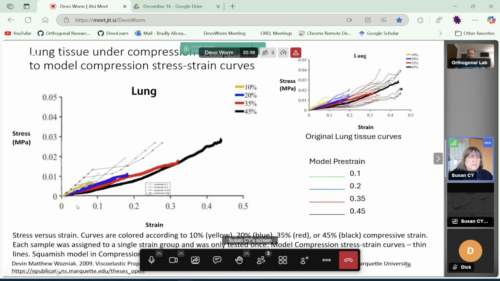And the interesting thing about this is the curves are reversed. The 45% pre-strain is lower than the 0.1% pre-strain, and normally that doesn't happen. Normally the high pre-strain is the higher elasticity curve, and the lower pre-strain is below it. But my model does model this reversal in some instances.